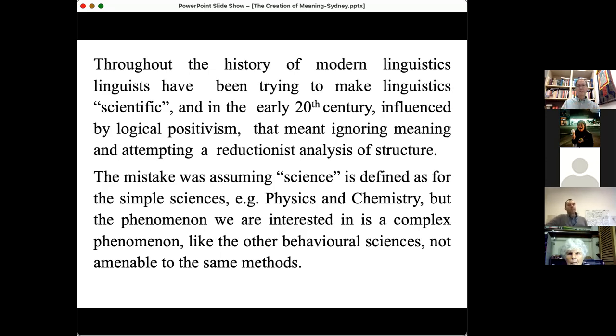Throughout the history of modern linguistics, linguists have been trying to make linguistics scientific, but the idea of what is scientific and how to do that has changed. In the early 20th century, being influenced by logical positivism, that meant ignoring meaning and attempting the reductionist analysis of structure and coming up with laws and postulates and things like that.